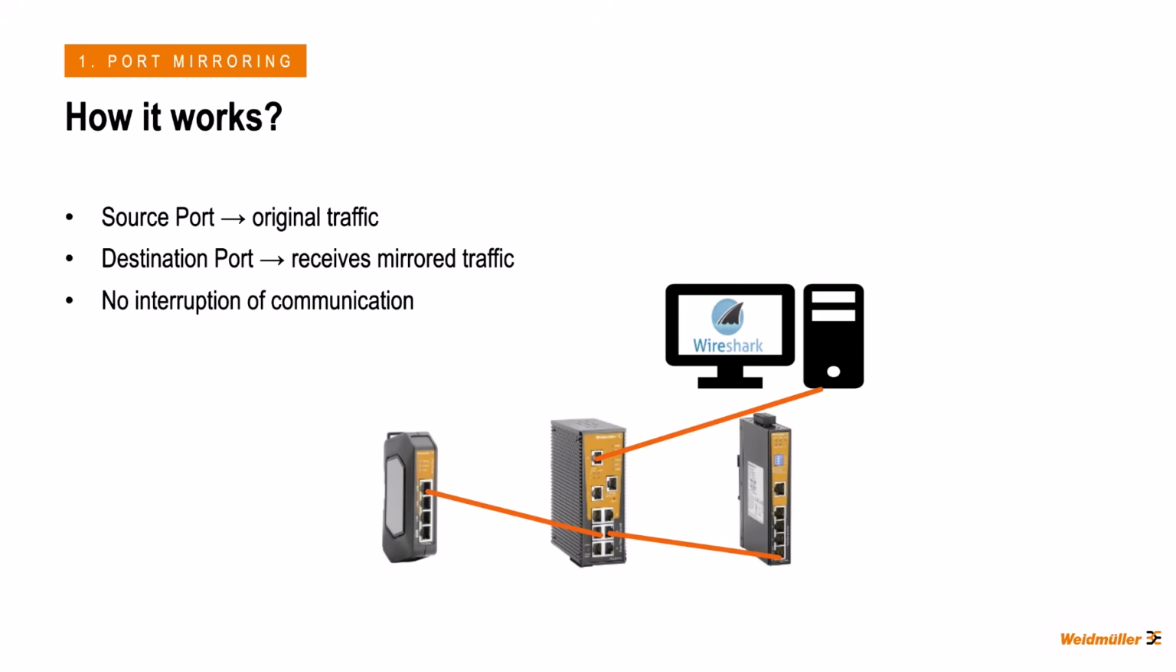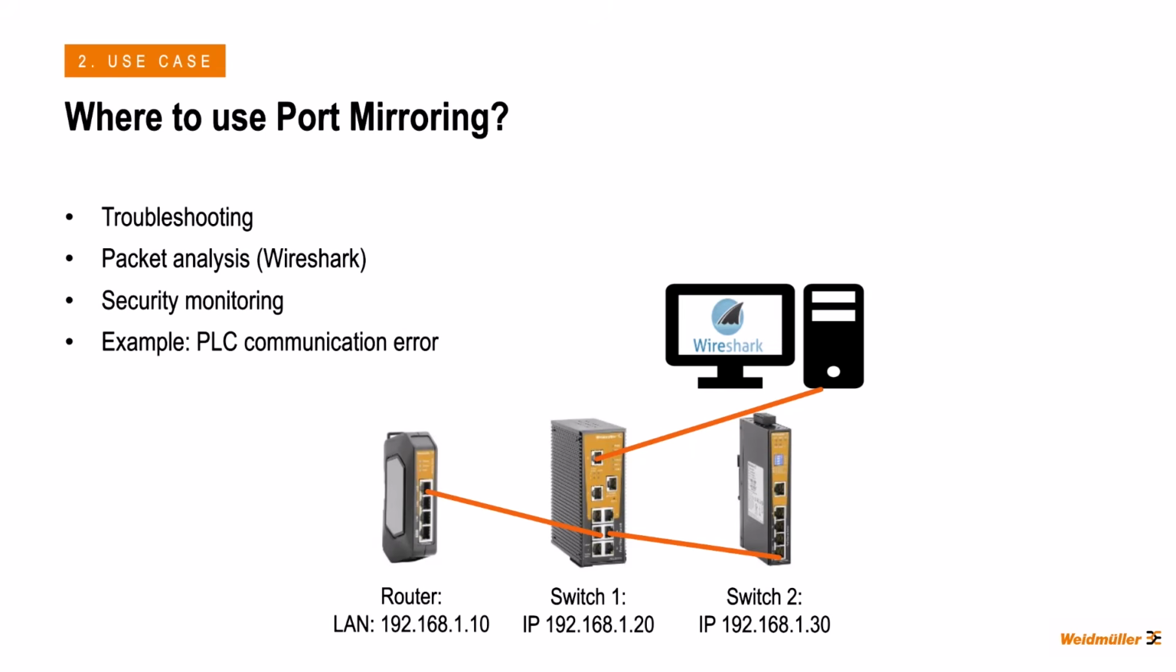The original communication happens on the source port. The switch creates a copy of this traffic and sends it to the destination port. This process does not interrupt the normal communication. Port mirroring is commonly used for troubleshooting and packet analysis.